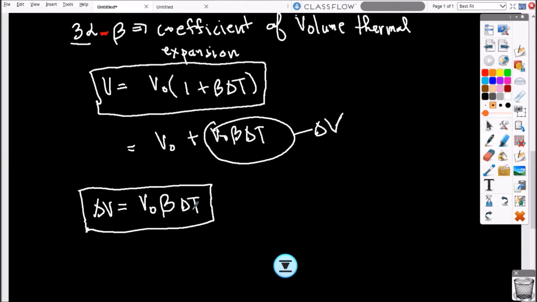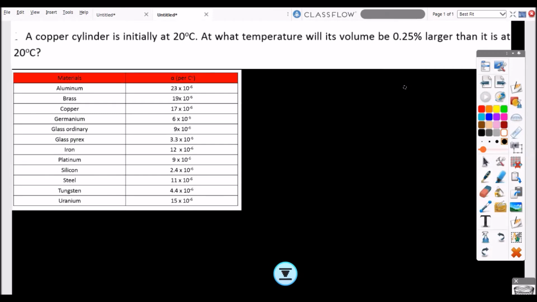Now, as temperature increases, there is an increase of size. That's expansion. Now, if there is a decrease of temperature, there is a decrease of size, and that is the opposite of expansion. We have contraction. All right. So we will solve a sample problem involving volume thermal expansion.